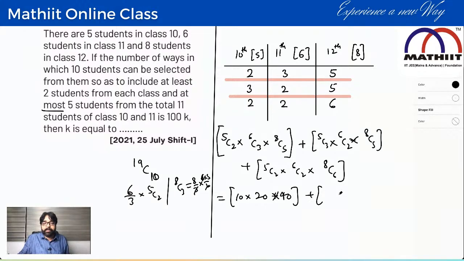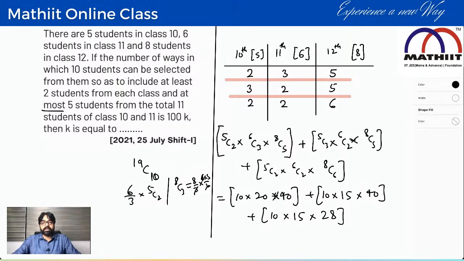Plus 5C3, same as 5C2, is 10. 6C2 is 6 into 5 by 2, which means 15. 8C5 again is the same as 8C3, which we already calculated, that was 40. And plus this will be 10 into 15 into 8C6, same as 8C2. Same as 8C2, so 8 into 7 by 2 is 28. Whatever the calculation is, you can do it. I don't remember what the answer was, but that answer will come. You have to do just this calculation, nothing else.